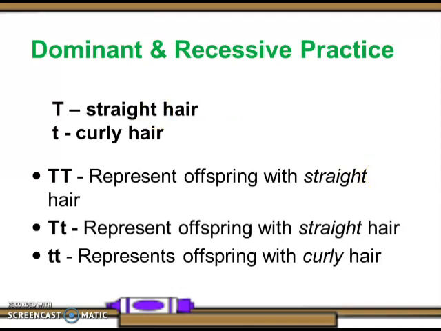So let's have a practice. Big T represents straight hair, and small t represents curly hair. Big T, big T represents offspring with straight hair. Big T, small t represents offspring with straight hair. And small t, small t represents offspring with curly hair. These are homozygous dominant, heterozygous, and homozygous recessive.